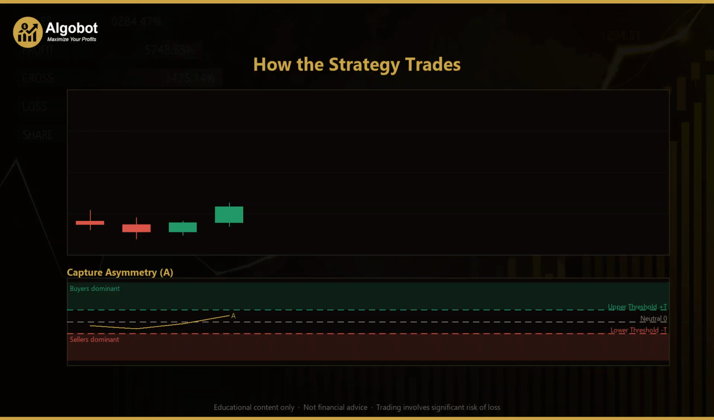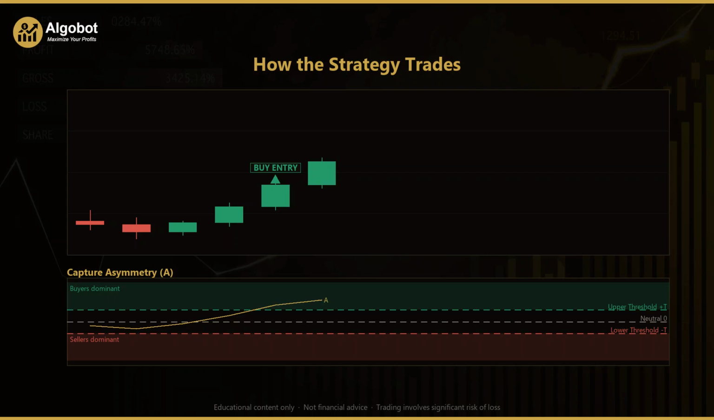Look at the first three candles. Price drifts sideways to slightly lower, and notice the asymmetry line hovers just below 0, inside the neutral band. The up steps and down steps are roughly the same size, so the indicator finds no edge, and the strategy simply waits. This is exactly the chop condition the model is designed to sit out.